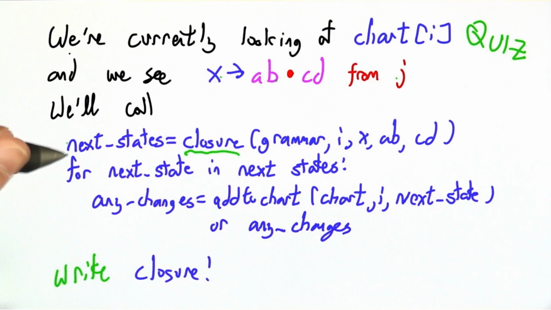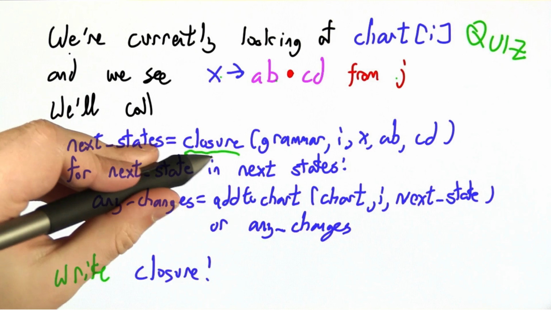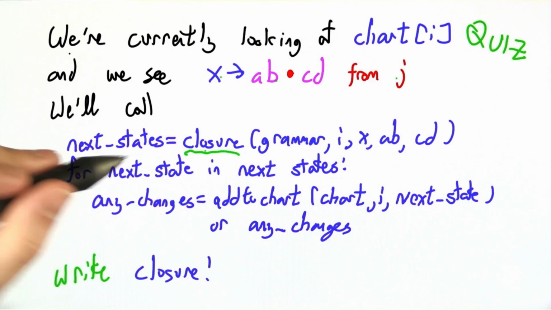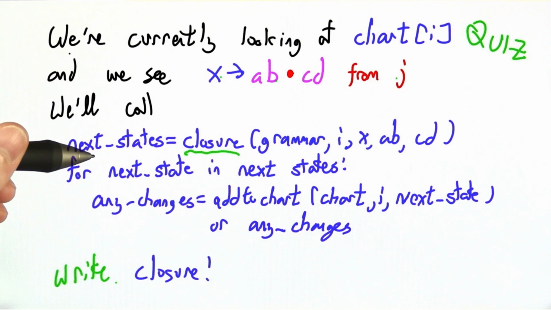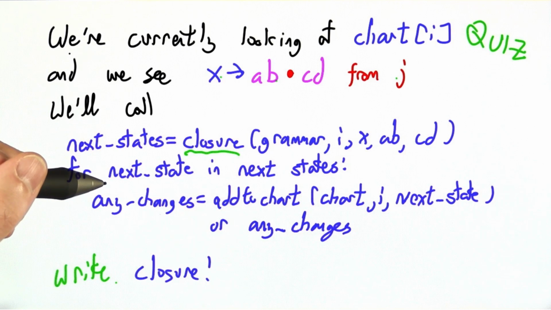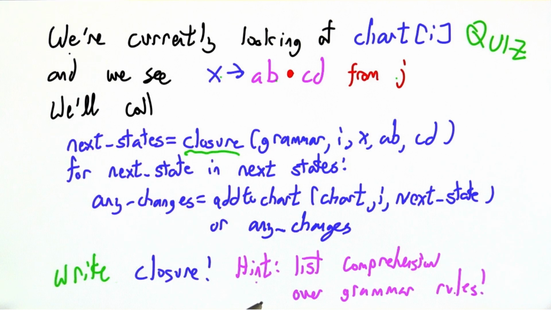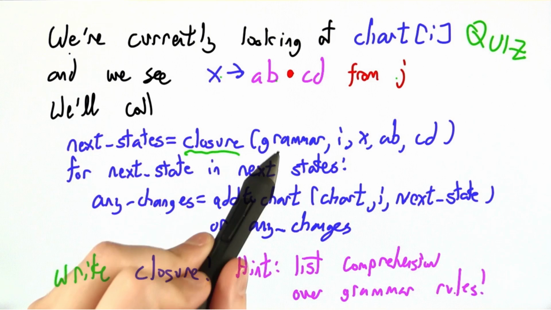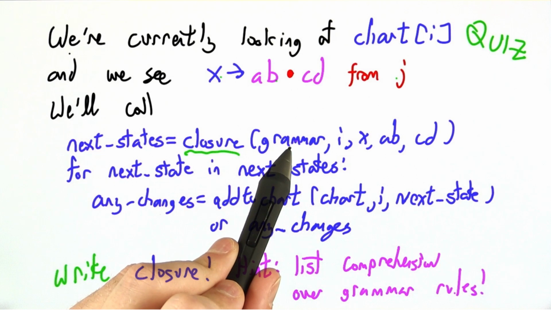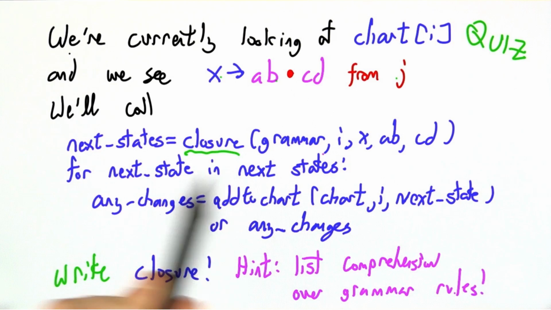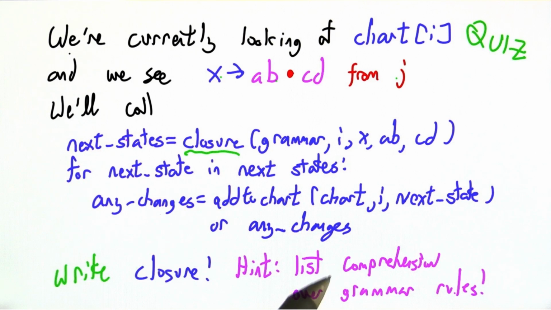So this blue code here, this is locked in stone. I'm definitely going to use this. But you can write any definition for closure that you like, as long as it correctly implements how the closure is supposed to work. Go forth. This is relatively tricky, and here's my hint. If you're stuck, do a list comprehension over the grammar rules. Remember that you're trying to return states, and every state is pretty much like a grammar rule, but with the addition of that red dot somewhere in the middle.